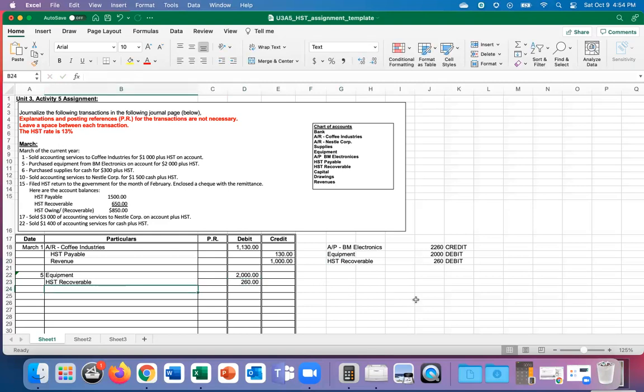And then finally, we will put in our credit. That's where we circle back around and pick up the accounts payable, BM Electronics. So we'll copy and paste that in. Make sure that we do our indent so we can see that it's a credit. And then we will put in the amount of $2,260.